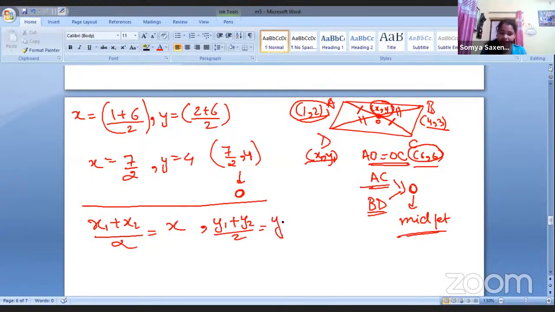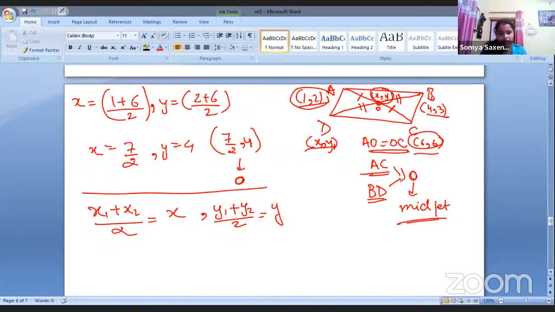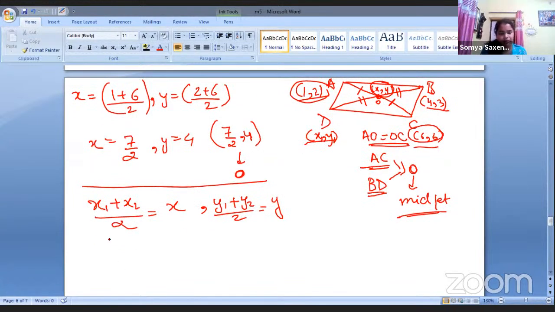Only the information we have to find will change, right? So now just write whatever things you have. X1 you don't have, so write X1 as it is. X2 is 4 divided by 2. What is X? X we already found out right now is X comma Y. X is 7 by 2.